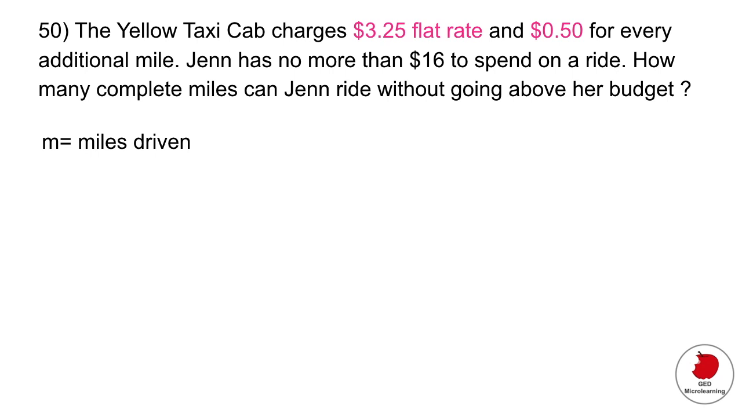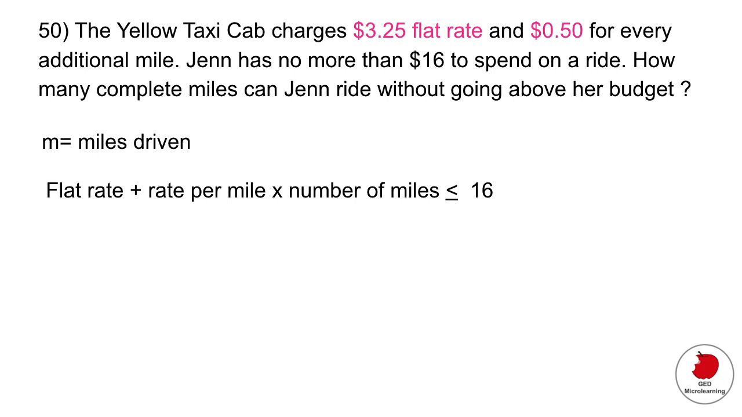So in order to make sure that she doesn't go above her budget, we would write an inequality like this, right? Where we're going to put the flat rate, which they're telling us is $3.25, plus the rate per mile, which is 0.5, which is 50 cents. And we're going to multiply that by the number of miles, which we don't know what it is, okay? We're going to call it m. And all of this has to be less than or equal to 16, because that's the budget, all right? So this is what your inequality would look like. And now all you have to do is solve it.